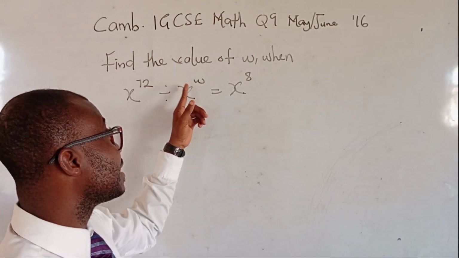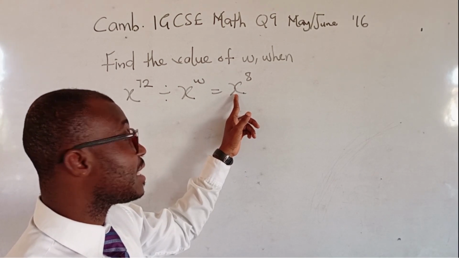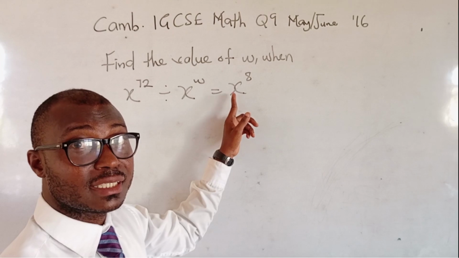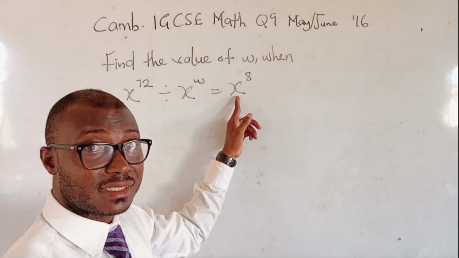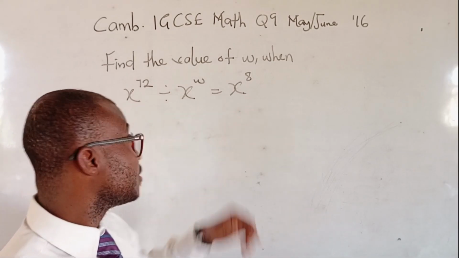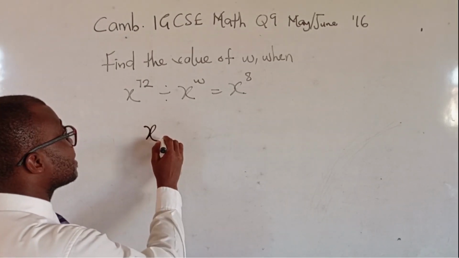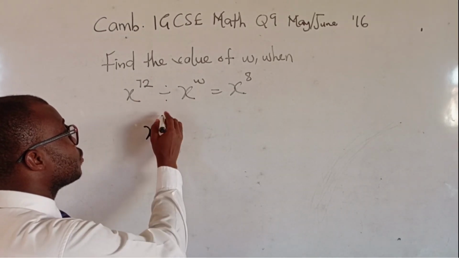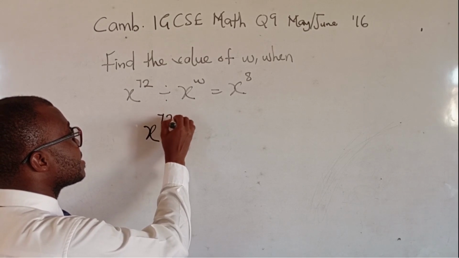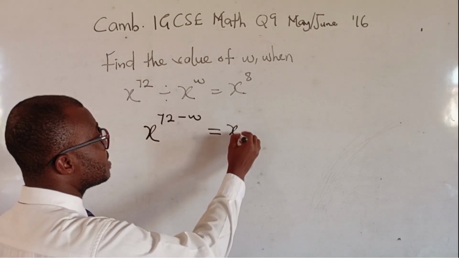The term we have here at the right side of the equal to sign is also of the base x, and so we can easily equate the exponent. So we maintain our x. Because it is dividing, we're going to subtract the exponent: x to the power 72 minus w is equal to x to the power 8.